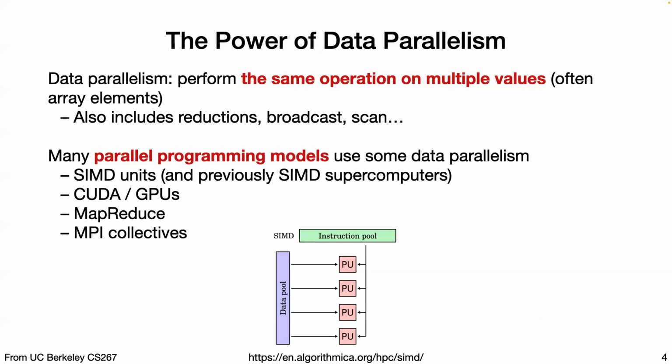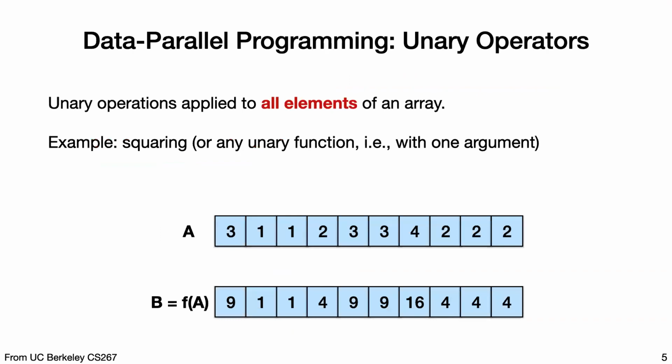Yeah, this is what it looks like. You have some data and you have the processing units, and then one instruction for all of them. The most simple SIMD type operations are called unary operators. In unary operators, you take in an array and you apply the same function to all of the elements in the array. For example, squaring. Here, 3 squared is 9, 1 squared is 1, and so on all the way down. You just apply a multiply to every element in this array, and then you get this result.